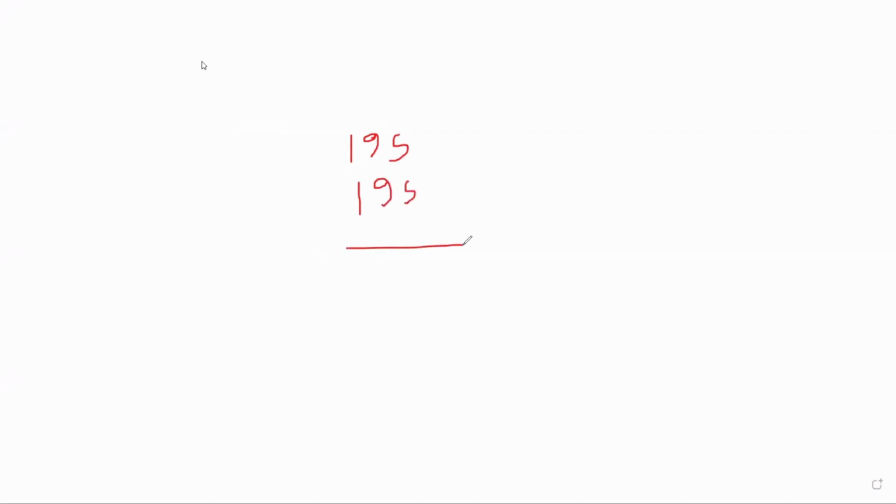195. Okay, so now you guys tell me, first, what do we do? 5 into 5, right? 5 into 5, 25. Exactly. And next step, add plus 1 to the last digit in the 19, because whatever is the same, always add plus 1 in that. Here you see 19 is the same, so add plus 1 in 19.